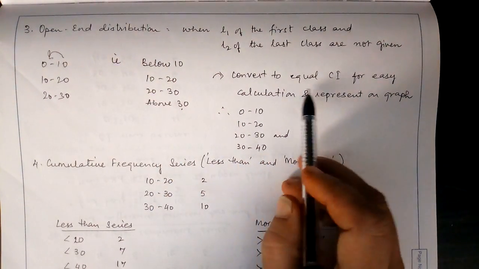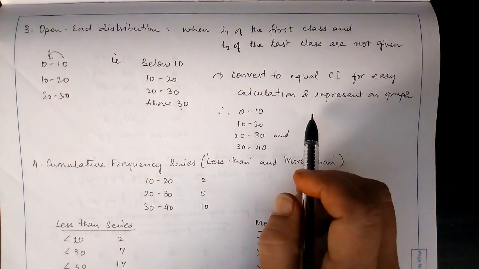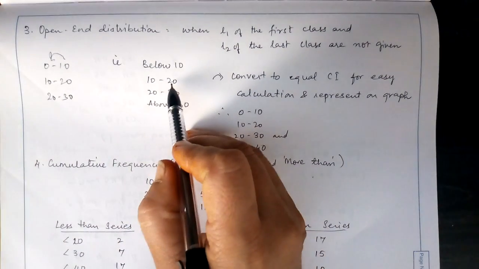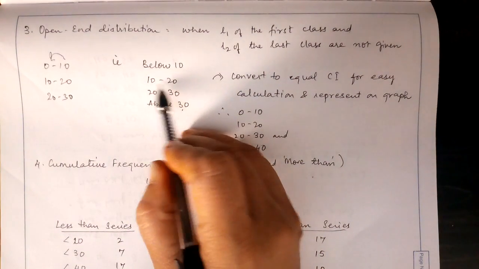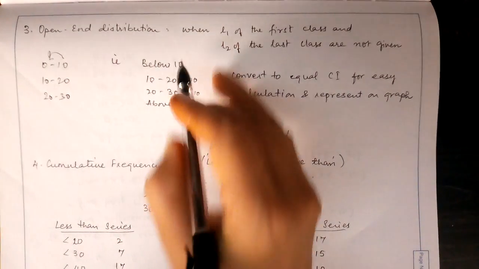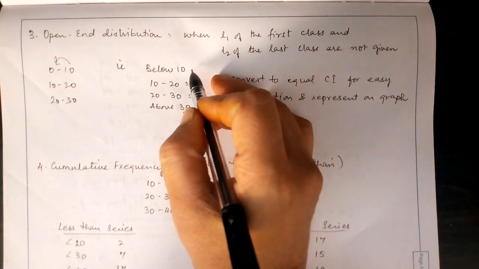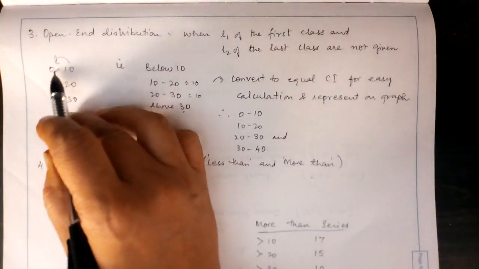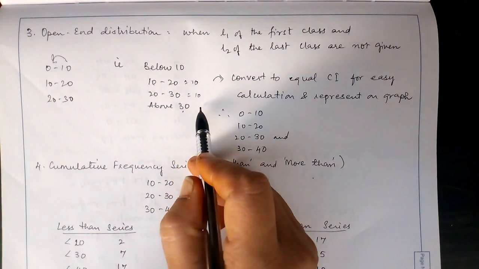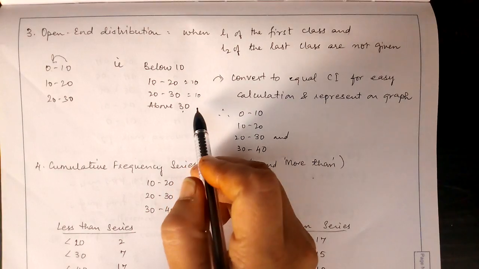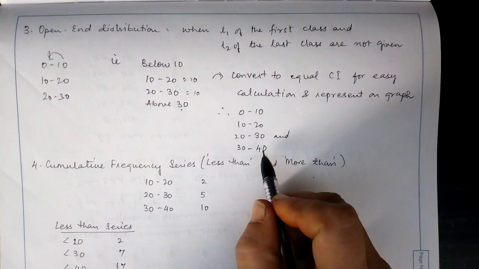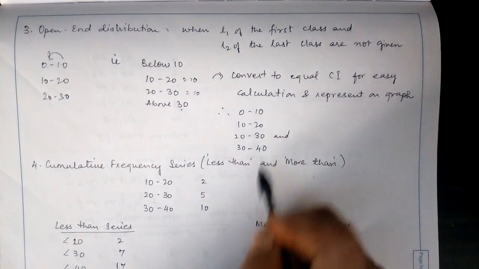How do we convert this into equal class intervals, so that the calculation and representation in the graph becomes easier? We find the class interval. What is the interval here? 10 to 20 is equal to 10. Here also the class interval is 10. So we follow the same thing. You subtract this to get the lower limit. So 10 minus 10 becomes 0. So 0 to 10 becomes the first class interval. And when you come to the last class interval, we add 30 plus 10, because we are not given the upper limit. So 30 plus 10 becomes 40, and this class interval becomes 30 to 40. So our class intervals will be like this.